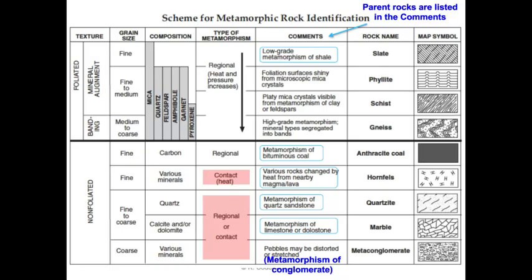Now, actually, let me go back to this chart. When we look at slate at the top, okay, it's a low-grade metamorphism of shale. If more pressure and temperature is applied to slate, it'll turn to phyllite. If more heat and pressure is applied to phyllite, it'll turn to schist. If more heat and pressure is applied to schist, it'll turn to gneiss. Now, gneiss is the end of the road. Okay, this is high-grade metamorphism. If any more heat or pressure is applied to gneiss, at this point it will turn into an igneous rock. Okay, it would melt and become a liquid, and solidify as an igneous rock.